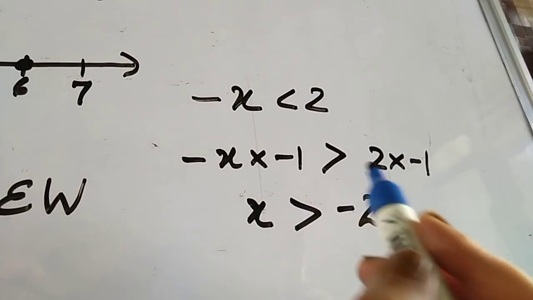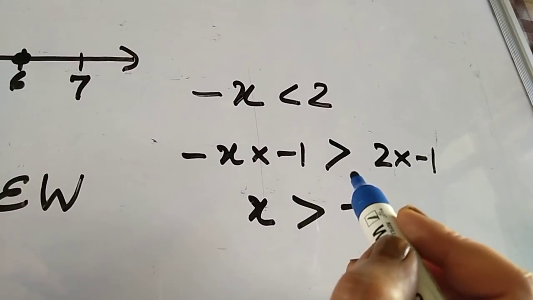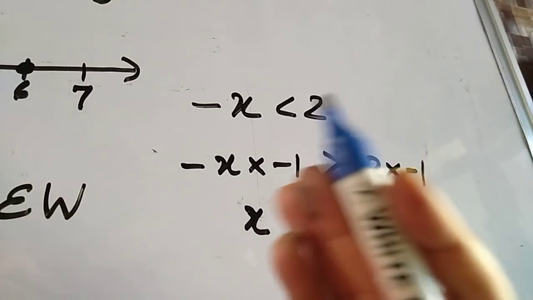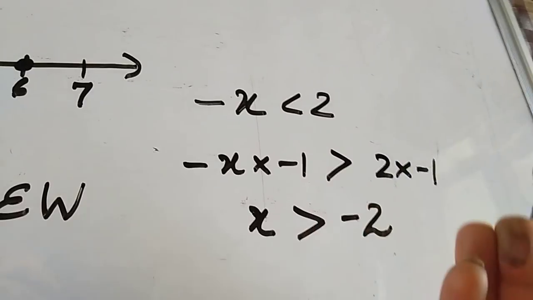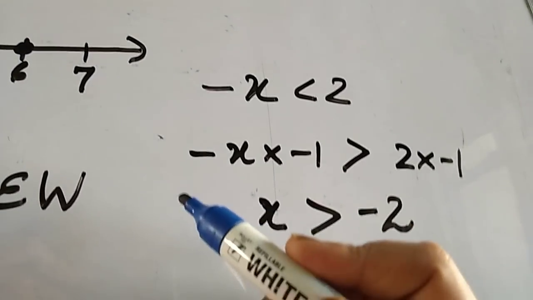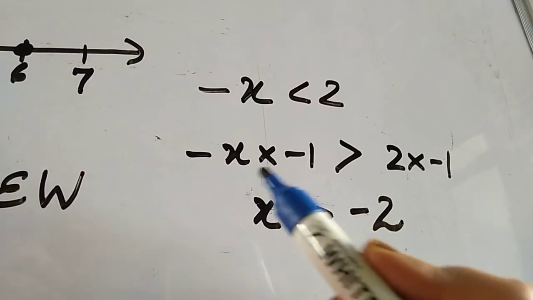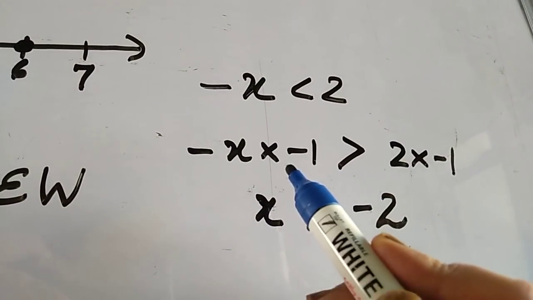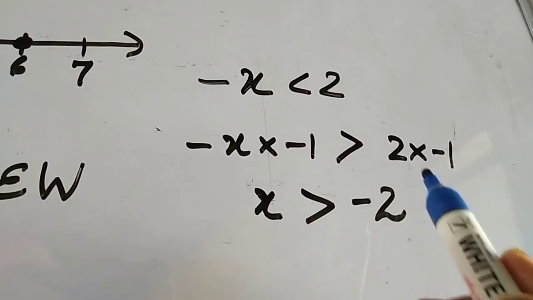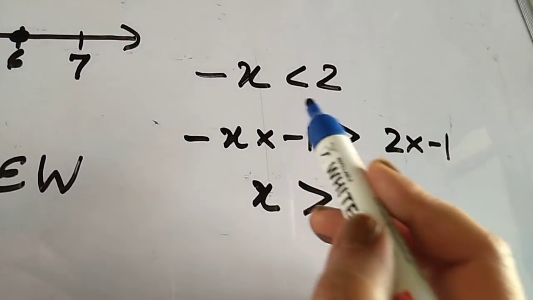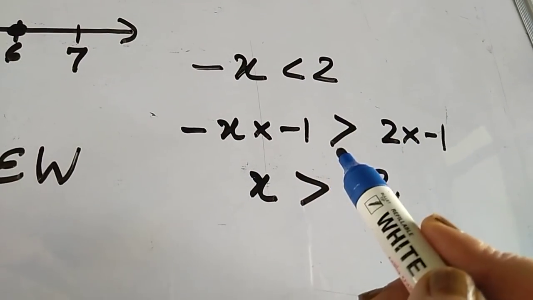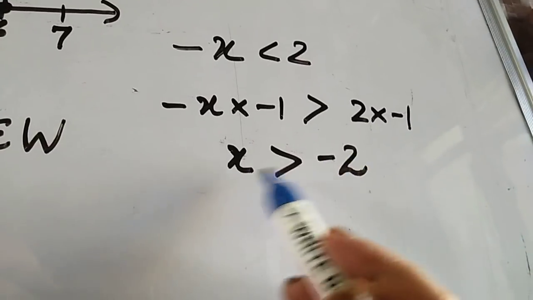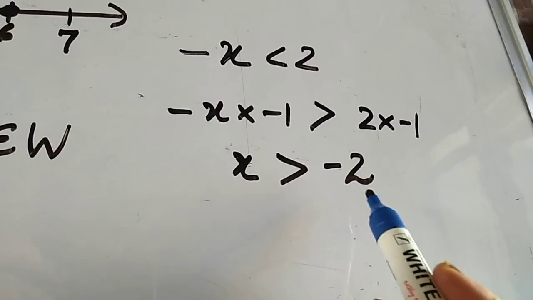Because you know that for negative numbers like minus 2 and minus 3, which is greater? Minus 2 is greater. That is why when we multiply or divide the inequality by a negative number, the sign of the inequality is reversed. So x becomes greater than minus 2.